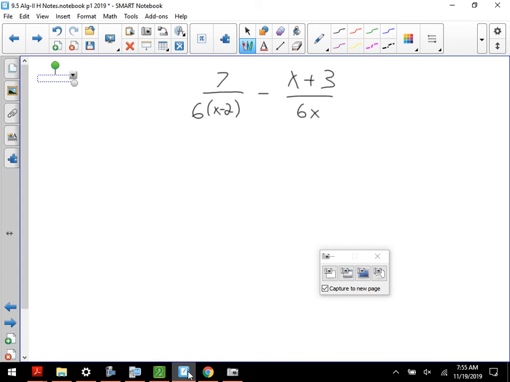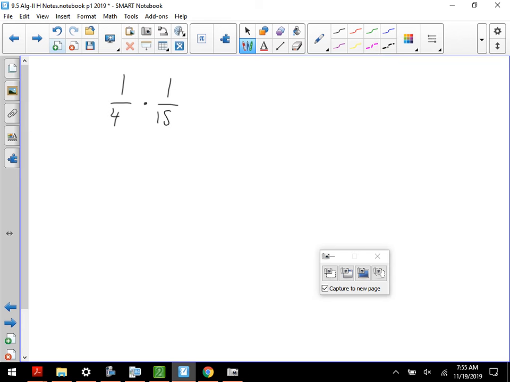Okay. Before we get to this one, I want you guys to remember how you prime factor. You guys remember prime factoring? Okay. So let's say you had 1/4 and 1/18, and you're going to subtract those. You had to get a common denominator, right? So you had to figure out what they both went into.